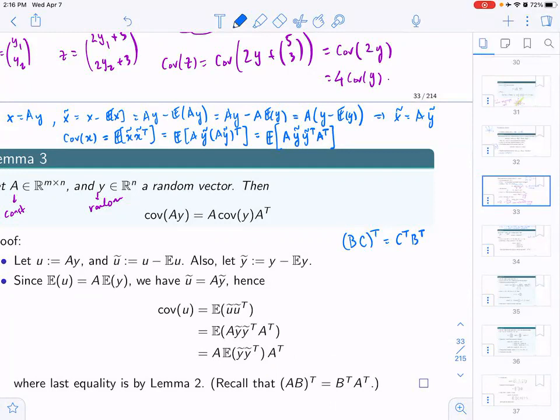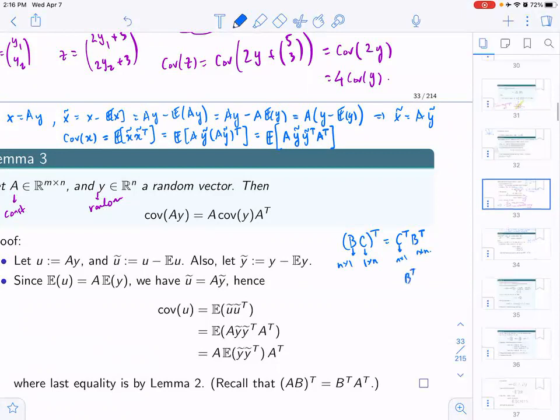Otherwise, the dimensions would not match. So let's say if this was n by 1, this was 1 by n, sorry, this would be n by 1. This would be 1 by n. So the dimensions are fine. Otherwise, you would get 1 by n. So the B transpose, C transpose would have a different dimension. It would be n by 1.